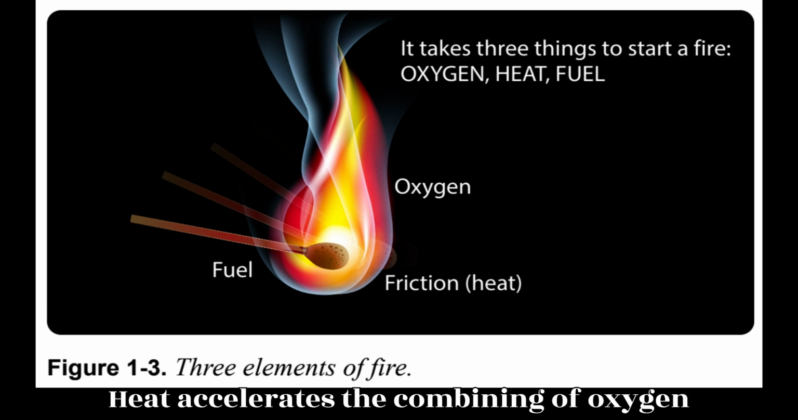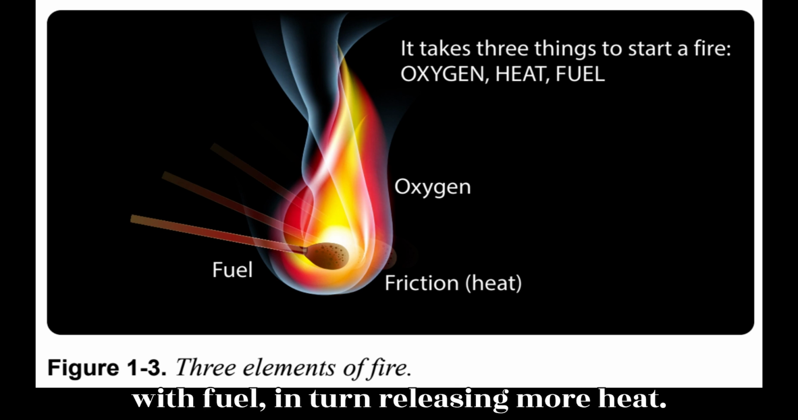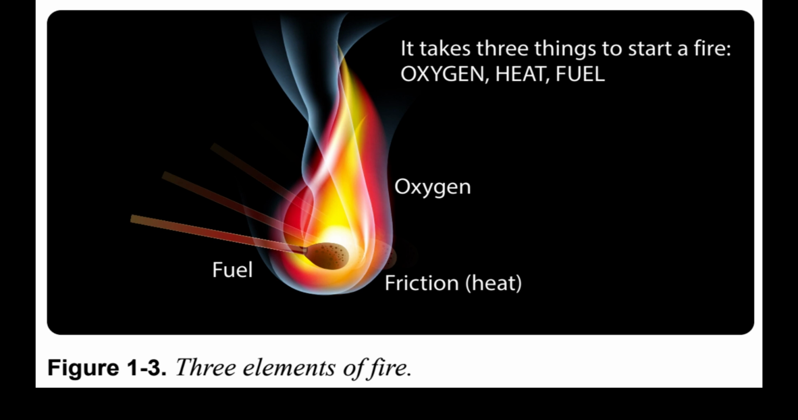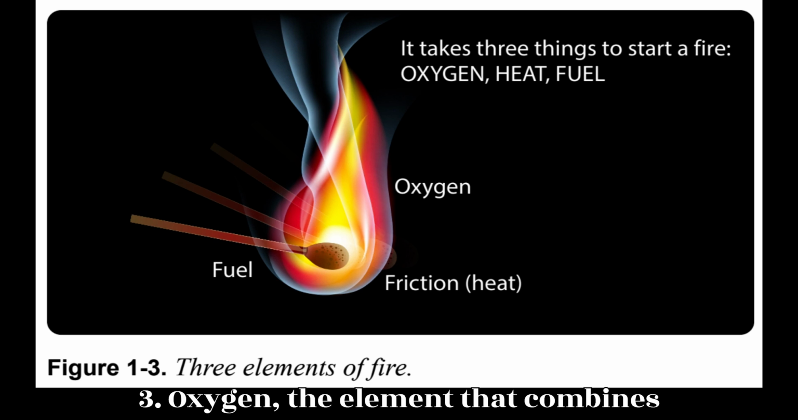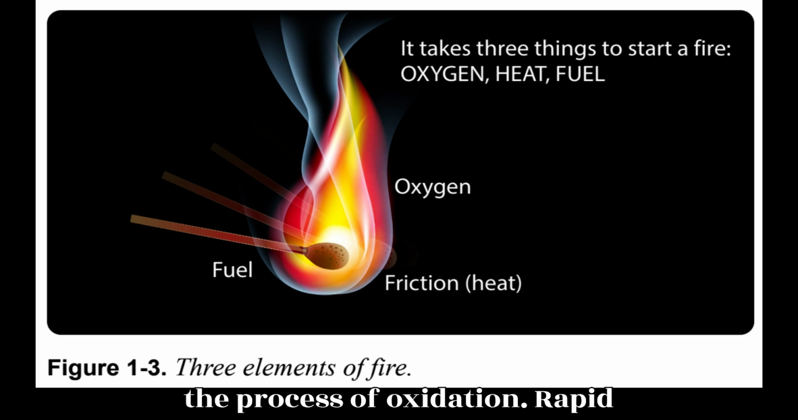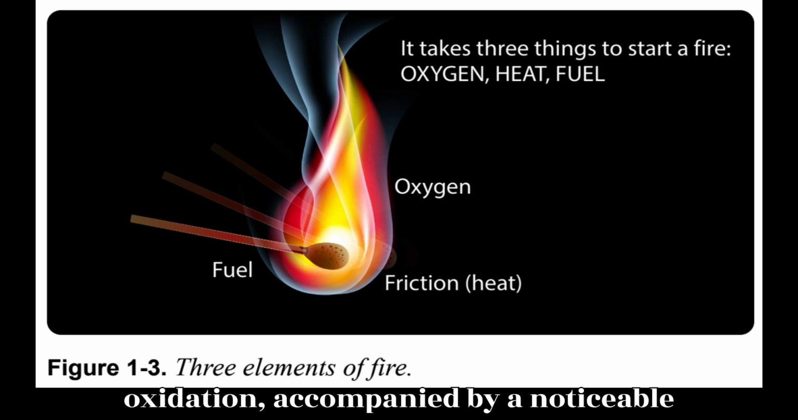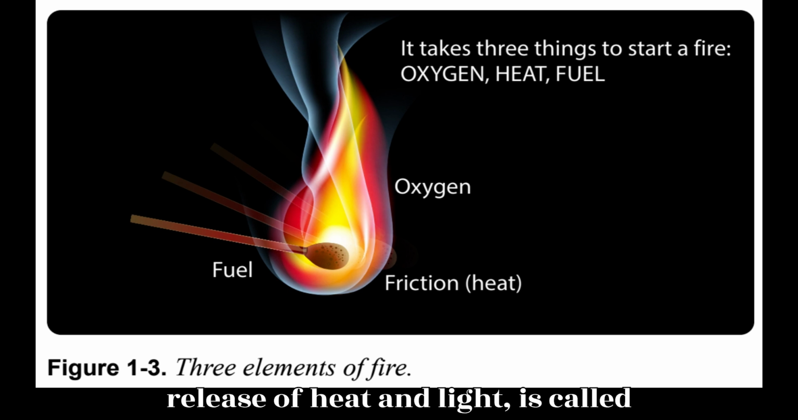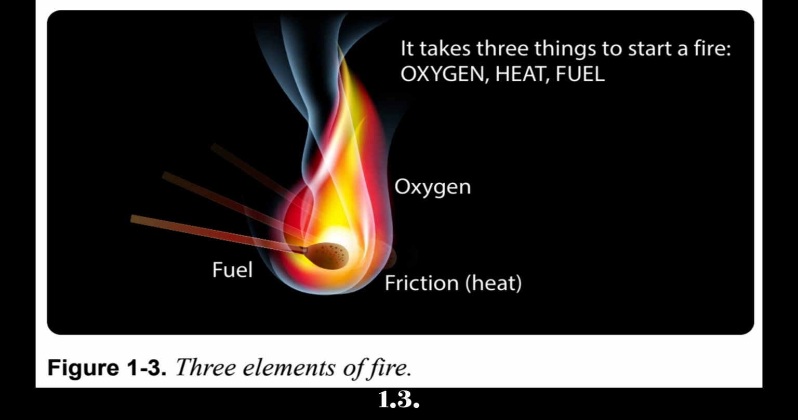2. Heat accelerates the combining of oxygen with fuel, in turn releasing more heat. 3. Oxygen, the element that combines chemically with another substance through the process of oxidation. Rapid oxidation, accompanied by a noticeable release of heat and light, is called combustion or burning. Figure 1.3.